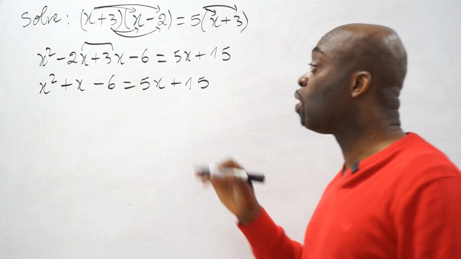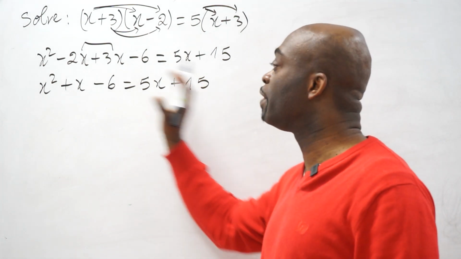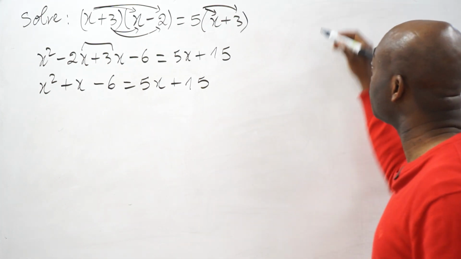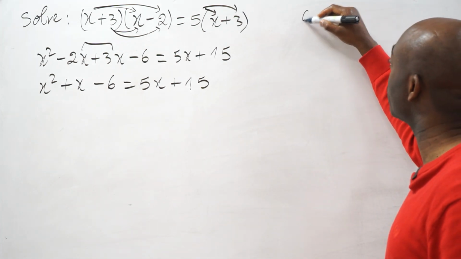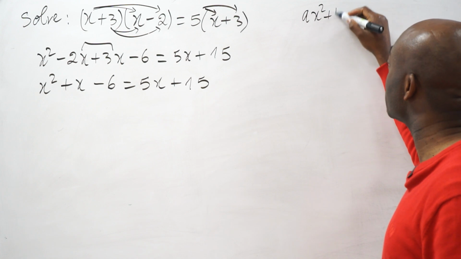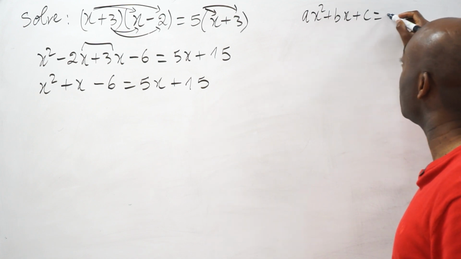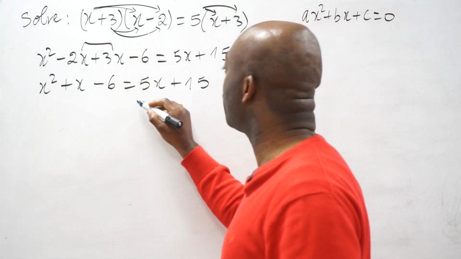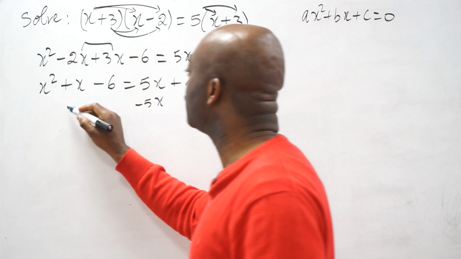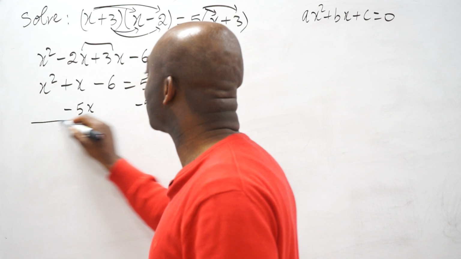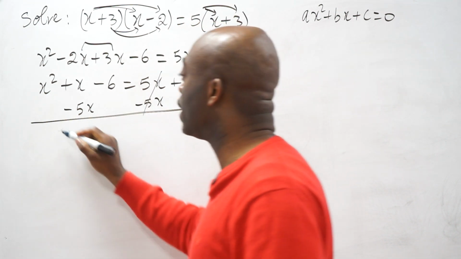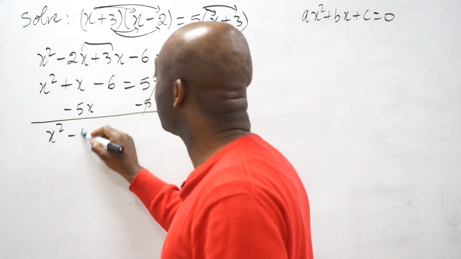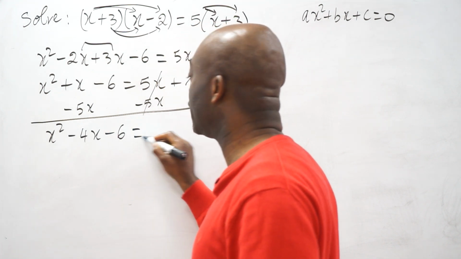So our target here is to move everything to one side and have the other side equal to 0, so that we have ax squared plus bx plus c equals 0, the quadratic equation. So let's go for it. Negative 5x is going to be combined with positive x, so that gives us x squared, 1 minus 5x is minus 4x. Then it brings down the negative 6.